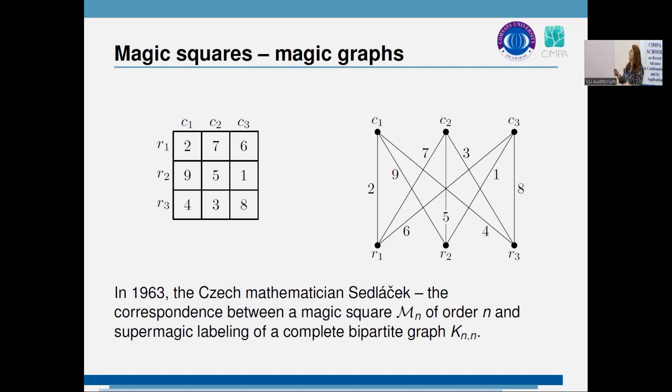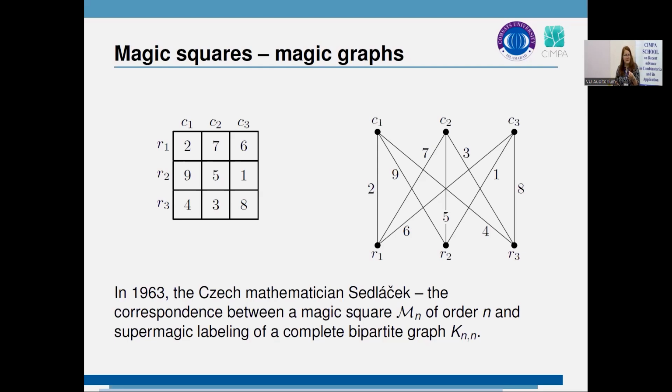And this connection between magic squares and magic graphs was first mentioned by Czech mathematician Jiří Sedláček in 1963. So he showed that there is a correspondence between the magic square of order n and what is called supermagic labeling of the complete bipartite graph Kn,n. I will explain supermagic here.